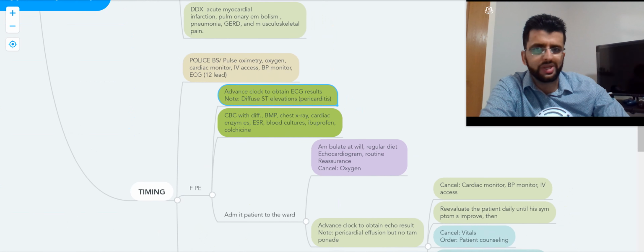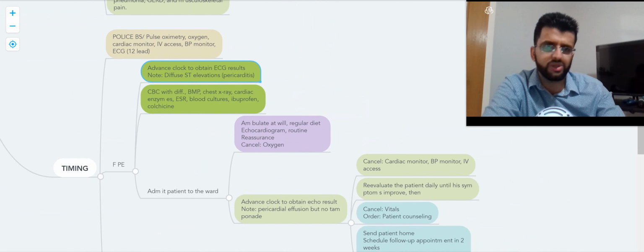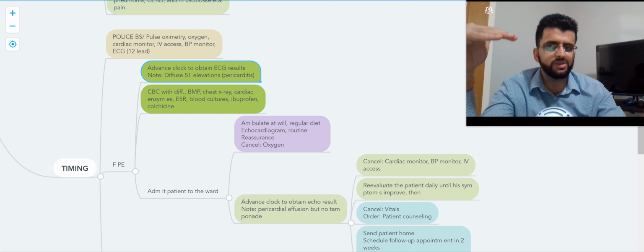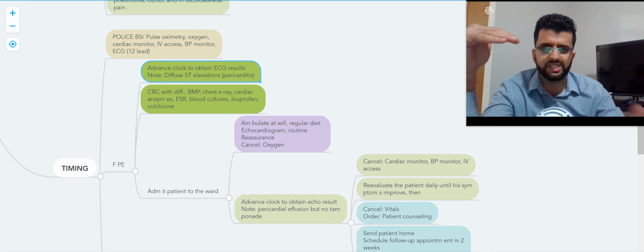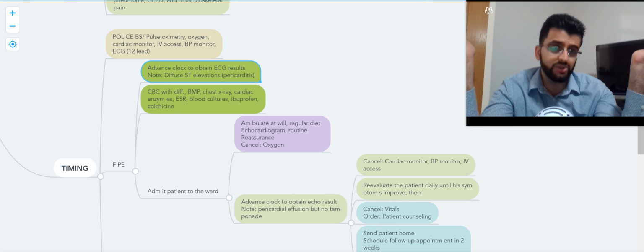Let's walk you through a case, very simple. As we said, the mnemonic is always going to save your life. It's very important. First, you do the police BS: pulse ox, cardiac monitor, IV access, BP monitor, EKG. After that, you advance the clock. You get the EKG: diffuse ST elevation. Oh, you get your diagnosis.